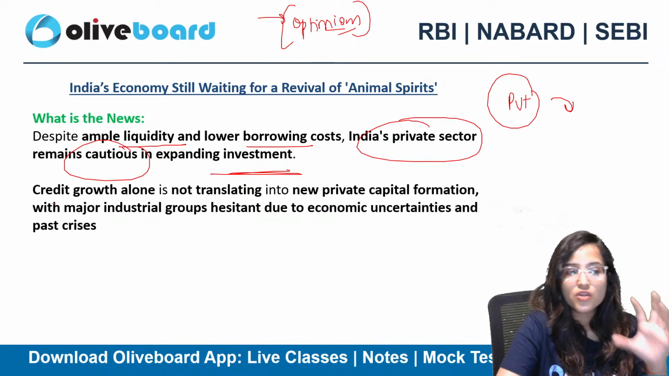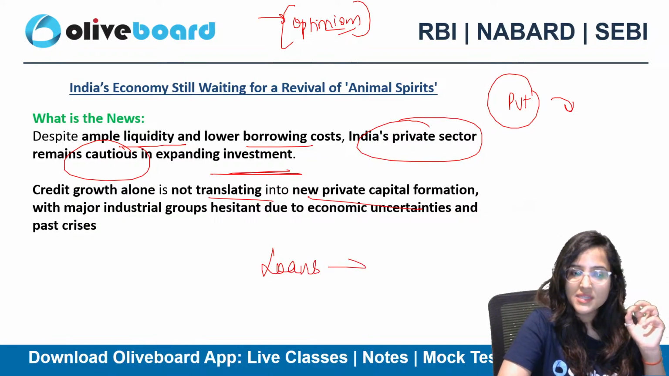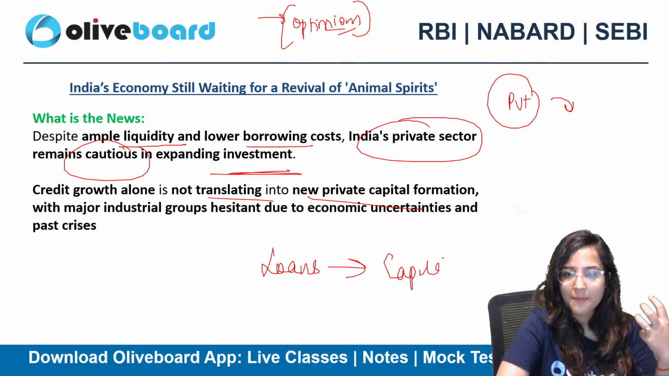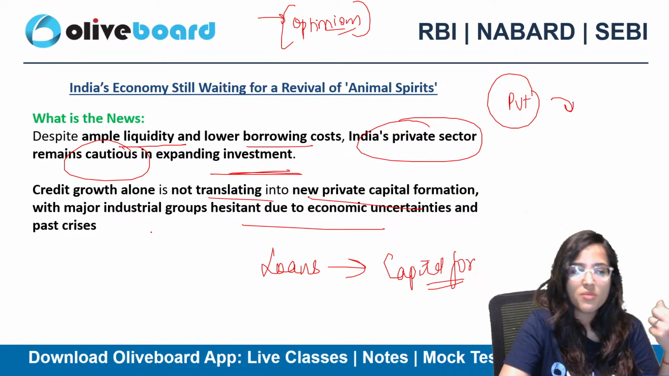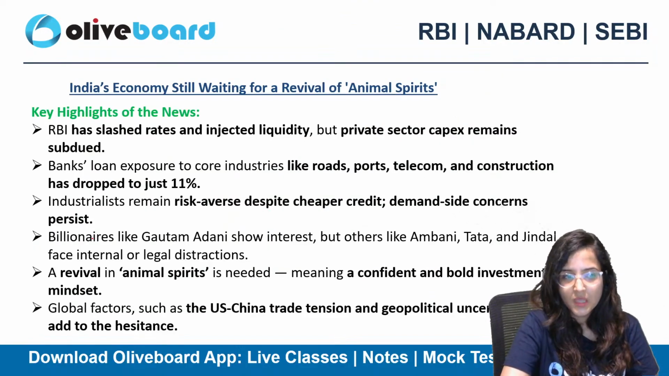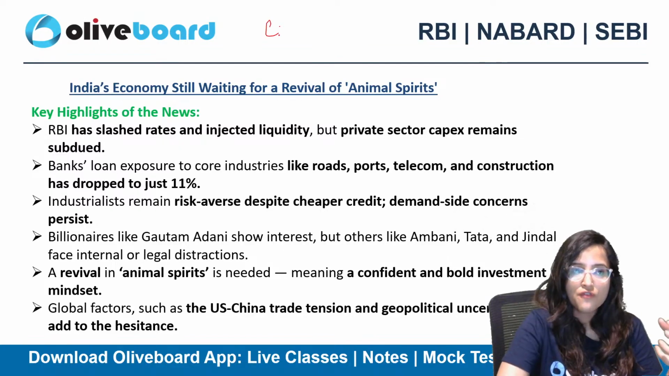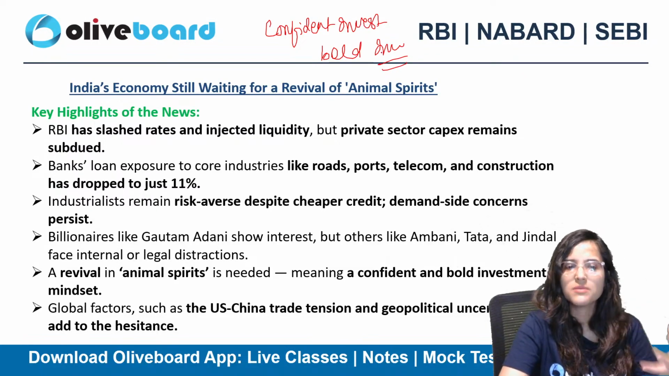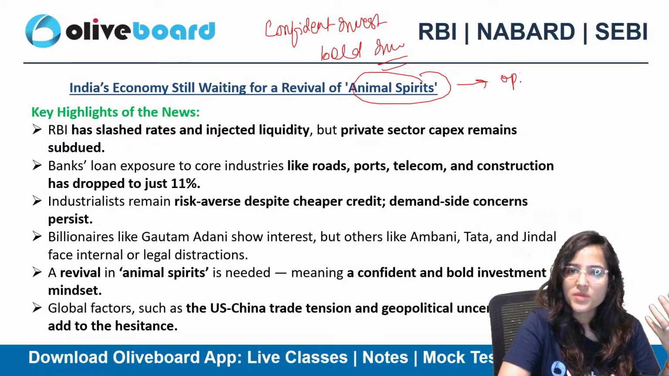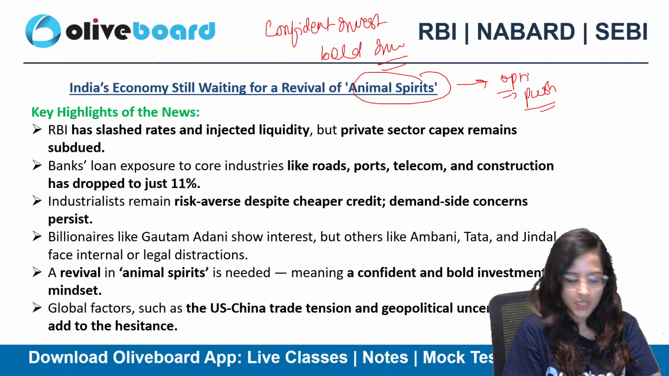Here, what we are saying is that credit growth alone is not translating into new private capital formation. Though people are taking loans, this money is not being utilized in capital formation or investment purposes. Major industrial groups are hesitant due to economic uncertainties and past crises, because survival of animal spirits is needed. There should be confident investment, bold investment. So in short, animal spirits is basically when we focus on optimism, on giving a push to something.